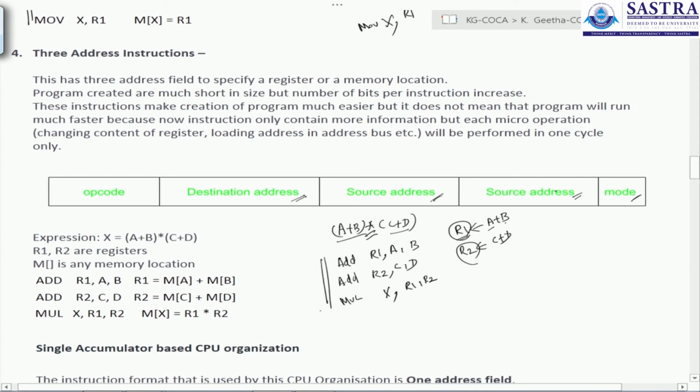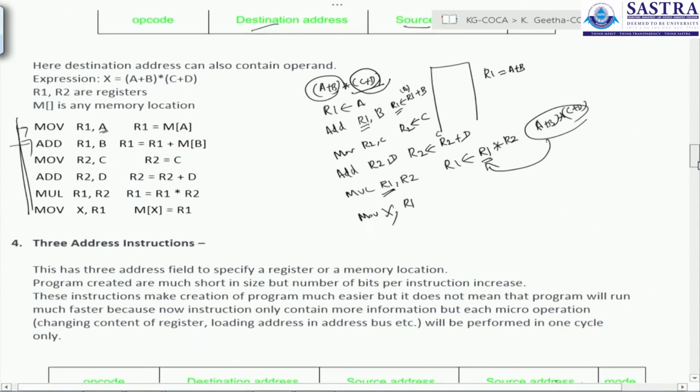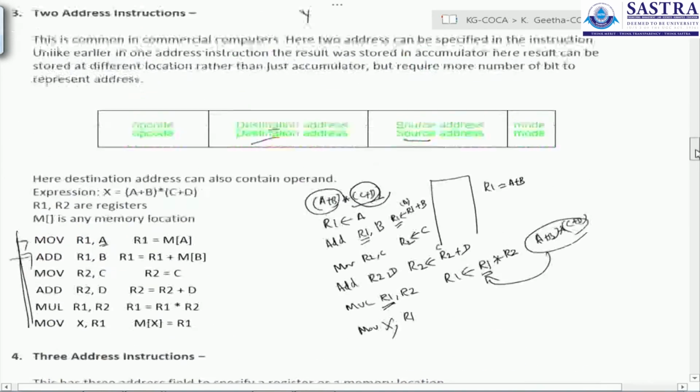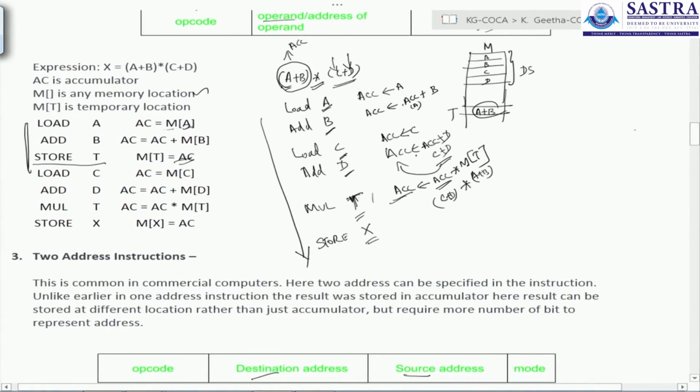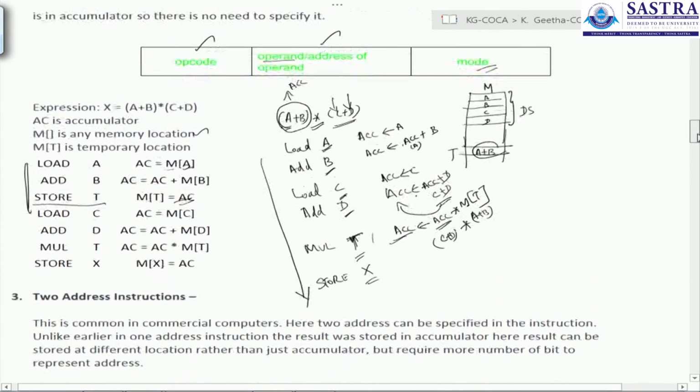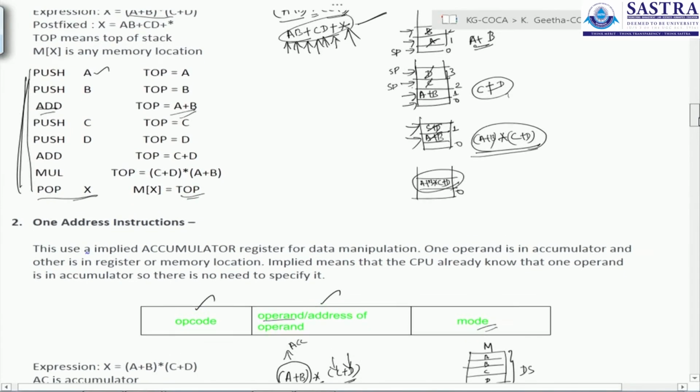Whereas in the previous example, if you just see here, 1, 2, 3, 4, 5, 6 instructions are required to complete the task. Whereas again, if you move on to the previous topic, there also for 3 plus 3, 6 plus 1, 7 instructions are required. Whereas in zero address instruction format, still more number of instructions are required because push and pop is there. So 1, 2, 3, 4, 5, 6, 7, 8.